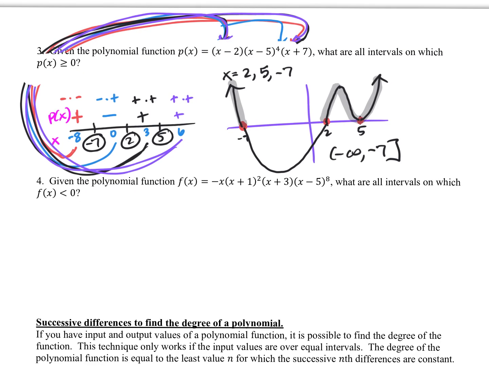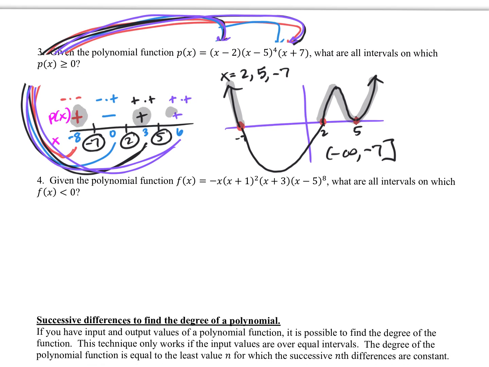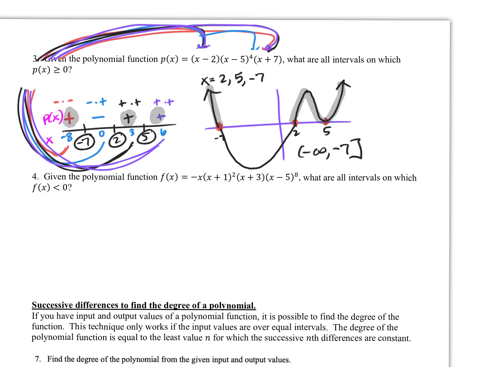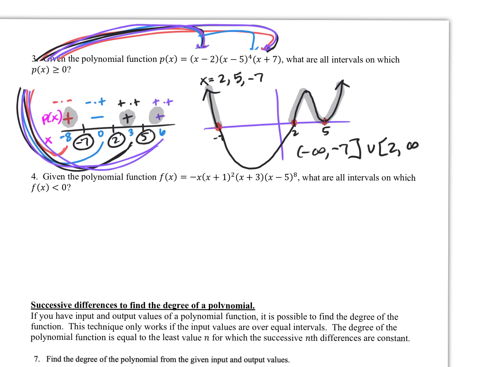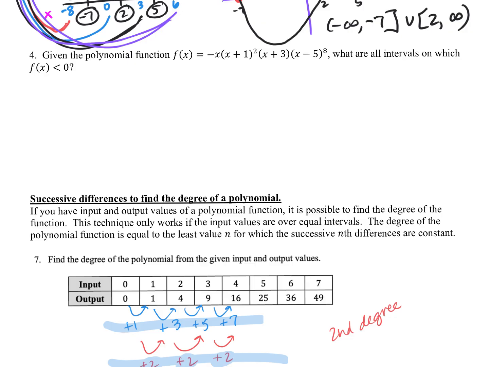Where else can we say? Would it be 2 to 5 and 5 to infinity, or would it be 2 to infinity? It's going to be 2 to infinity because it's greater than or equal to 0. Because it's greater than or equal, we get to include it, and we're going to just say bracket 2 to infinity.